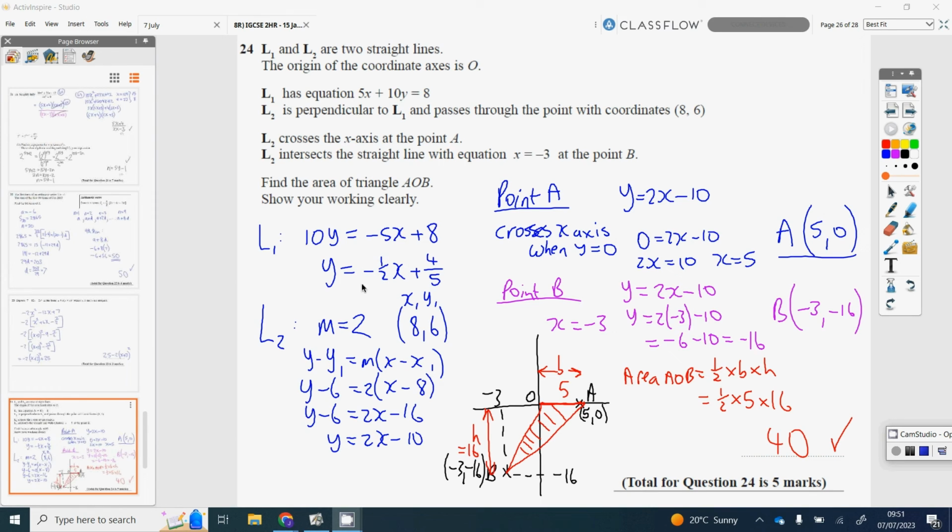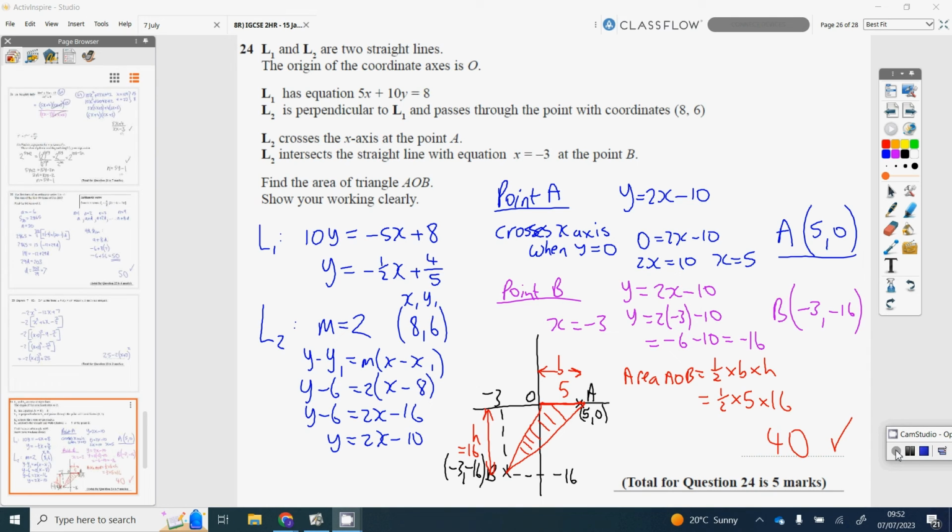So therefore, my gradient of line 2, which is perpendicular, you flip the minus a half over and change the sign. So it becomes minus 2 over 1, change the sign, it becomes 2 over 1, which is 2. So I know my gradient of line 2. I've also been told a coordinate on my line 2, (8, 6). So using the y minus y1 formula here, I can substitute in my m being 2, my x1 being 8, and my y1 being 6. Processing this, I get the formula for L2 being y equals 2x minus 10.